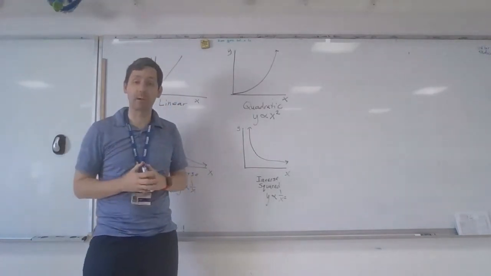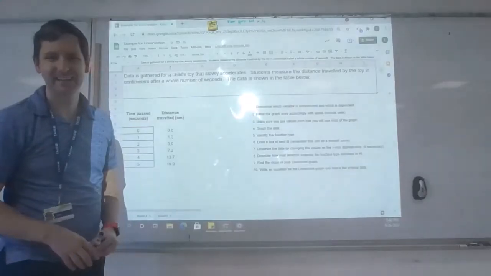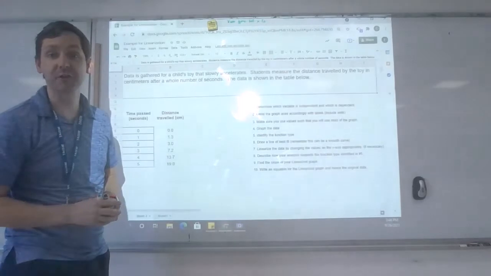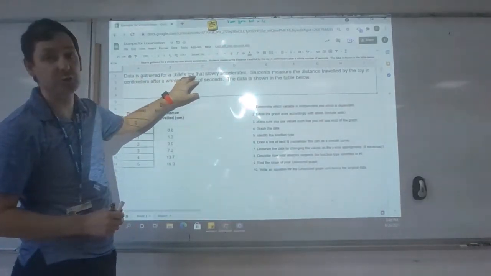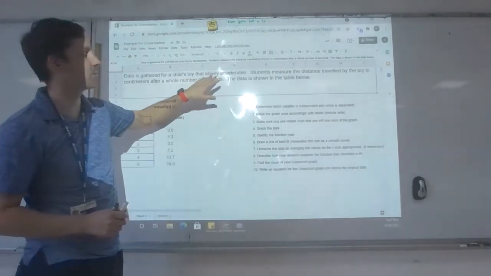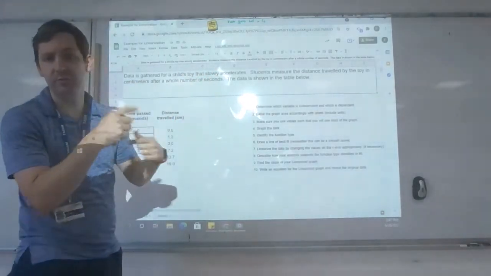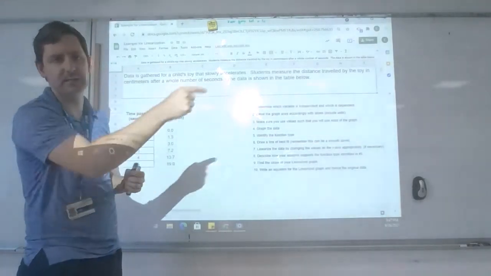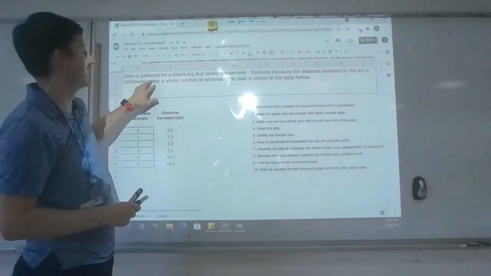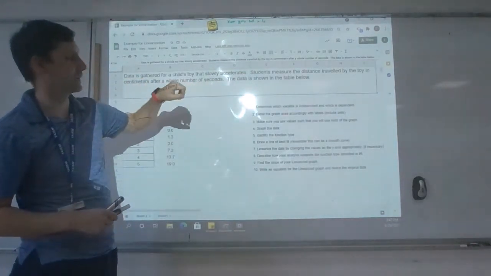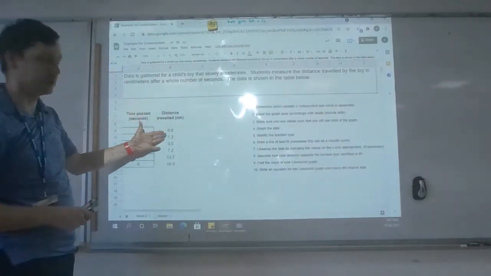We'll put an example up here, and we'll try to walk through the process. All right, let's go. So here's our first example. We've got data being gathered for a child's toy that is slowly accelerating down a ramp, or maybe it's on a flat surface like one of those little cars that speeds up slowly. They measure the distance traveled by the toy in centimeters after a whole number of seconds. The data is shown in the table below. So we've got our time, we've got our distance.